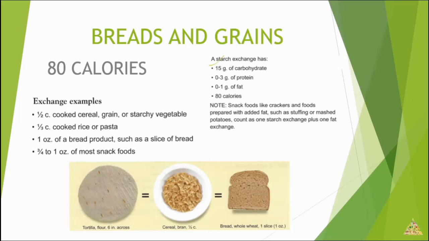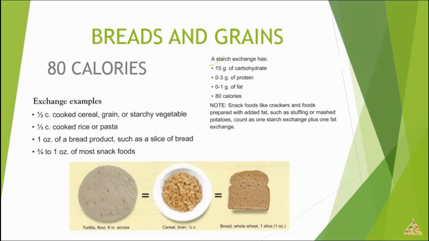Be sure to read the labels and serving size information. So try to choose whole grains or low fat when possible. Remember, many vegetables count as starches, such as corn, peas, potatoes, and sweet potatoes. A starch has 80 calories. It includes 15 grams of carbohydrates, 0 to 3 grams of protein, and 0 to 1 gram of fat.